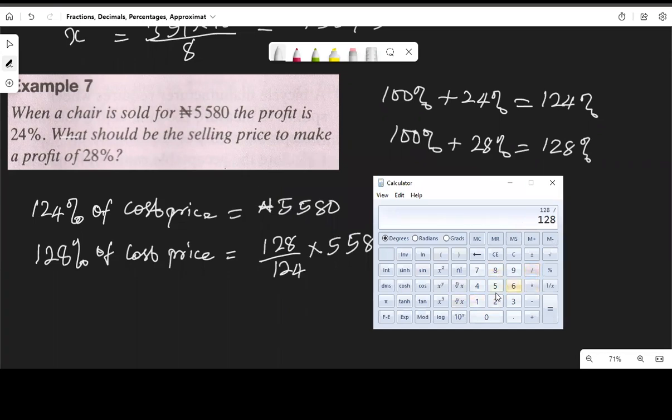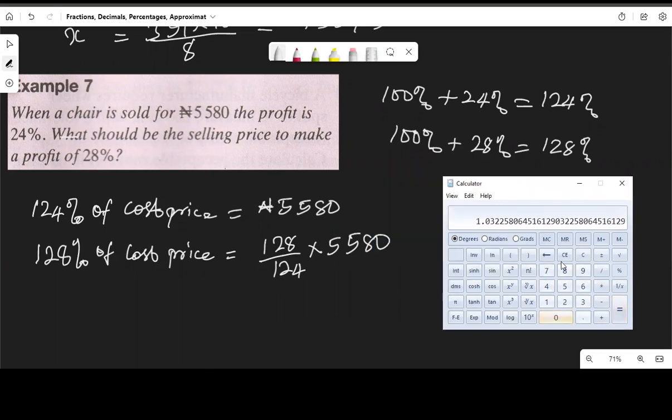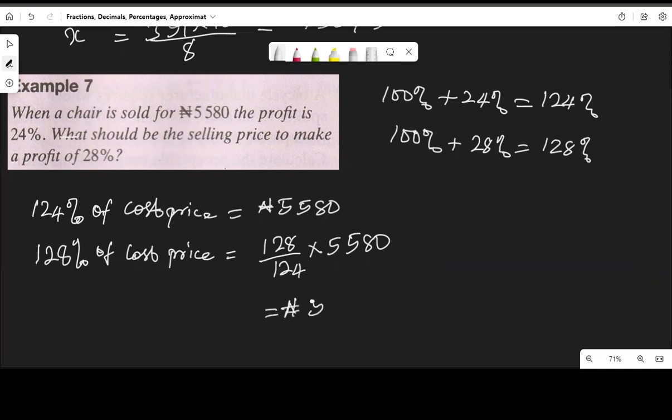128 divided by 124 is 1.03222. Then multiply by 5,580. That gives us 5,760. So to make a profit of 28%, the chair should be sold for 5,760 naira.